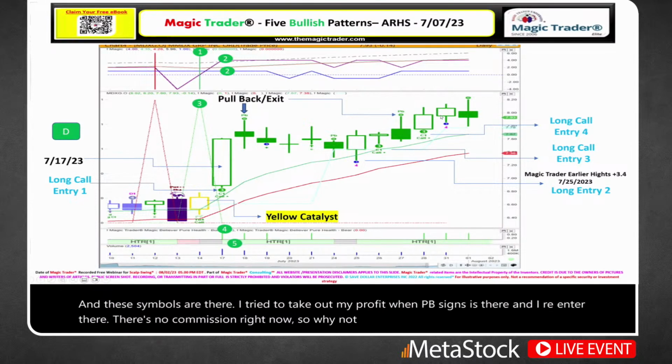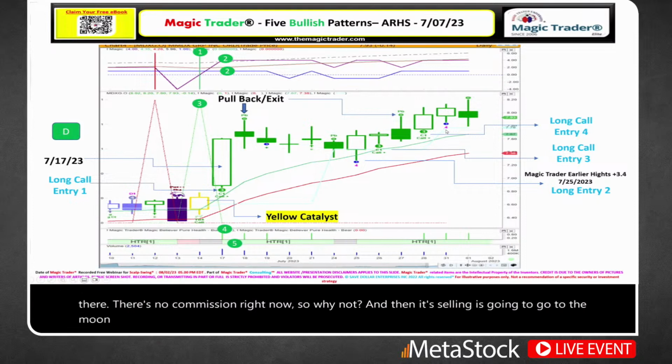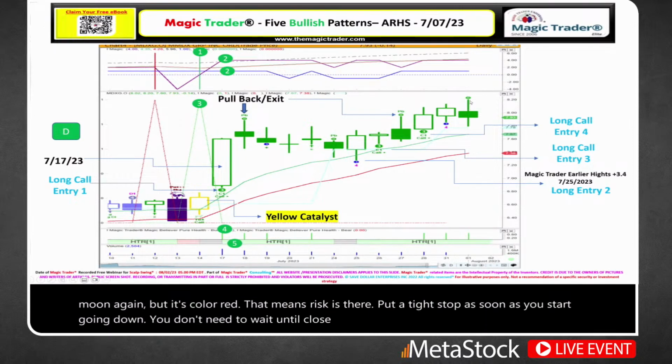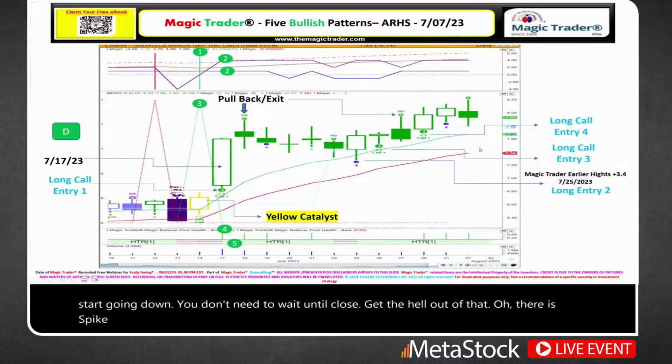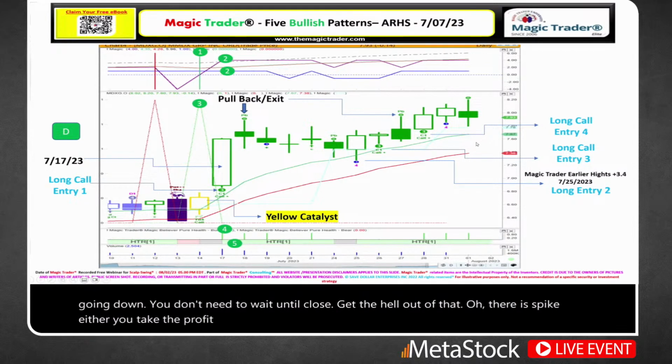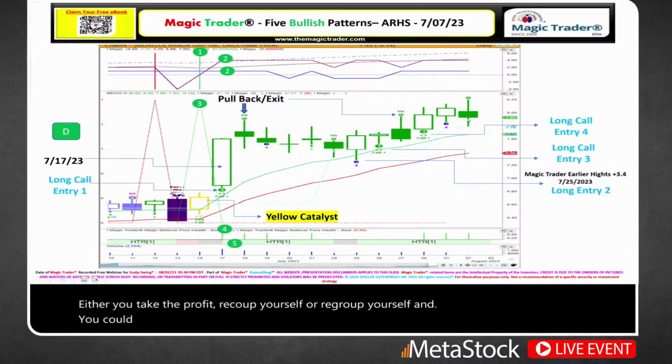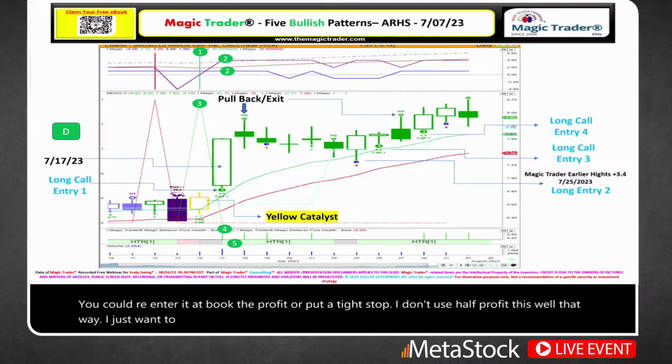And then it's going to go to the moon again, but it's color red. That means risk is there. Put a tight stop. As soon as it starts going down, you don't need to wait until close. Get the hell out of that. Oh, there is a spike. Either you take the profit, recoup yourself, or regroup yourself, and you could re-enter it, but book the profit or put a tight stop. I don't have a profit target this way or that way. I just want to get the hell out of that, right?